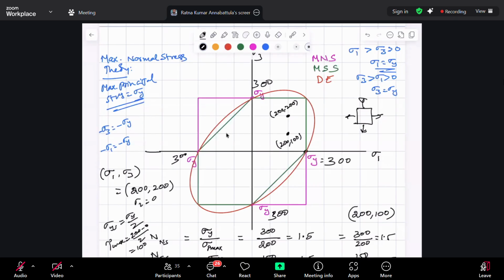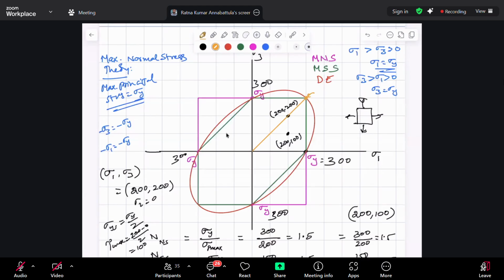Now, how do we calculate graphically the factor of safety? You just draw one line through the point up to the boundary of the failure surface. And for the case of 200 by 200, all the three failure theories are meeting at that point. Can you see that? This is the point at which all three failure surfaces are meeting: maximum shear stress theory, normal stress theory, and distortion energy theory.